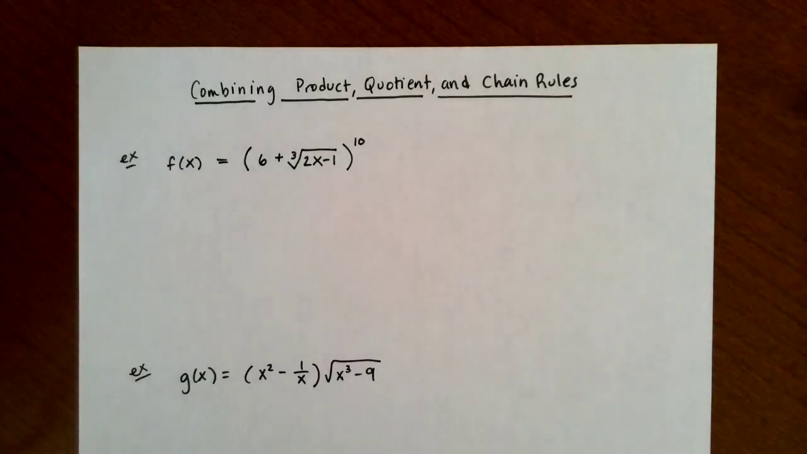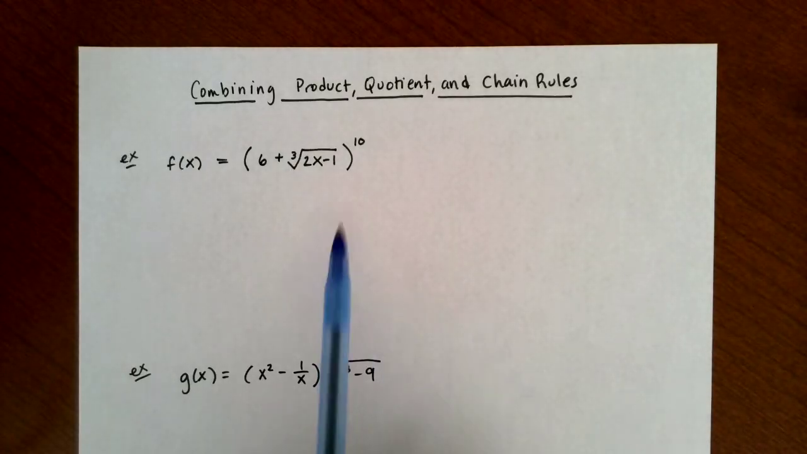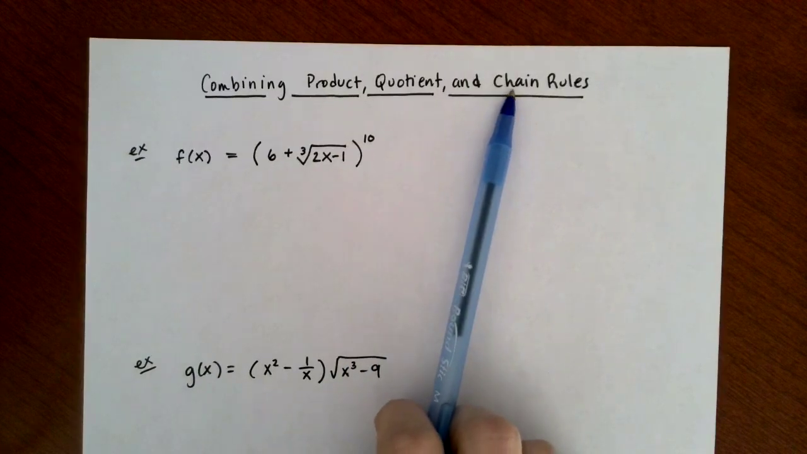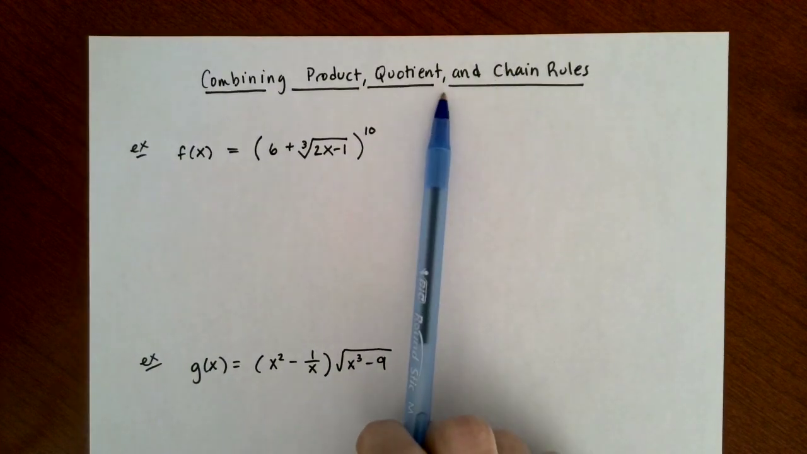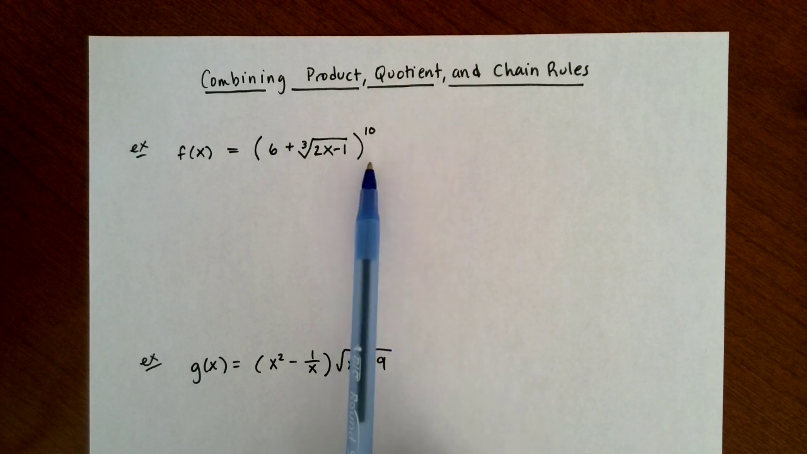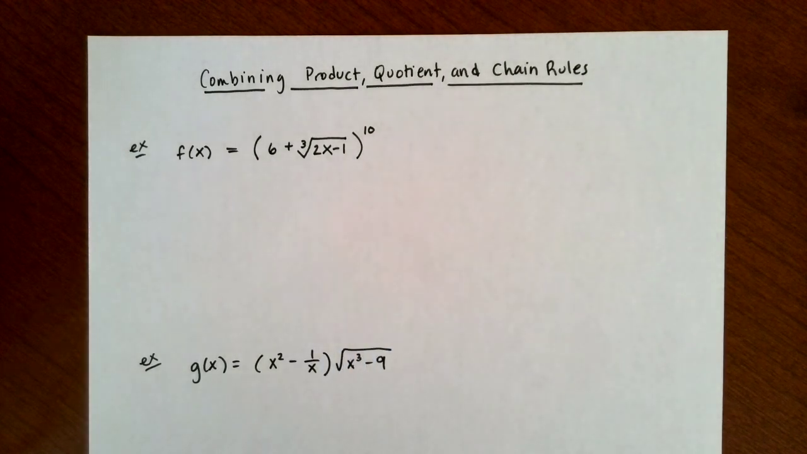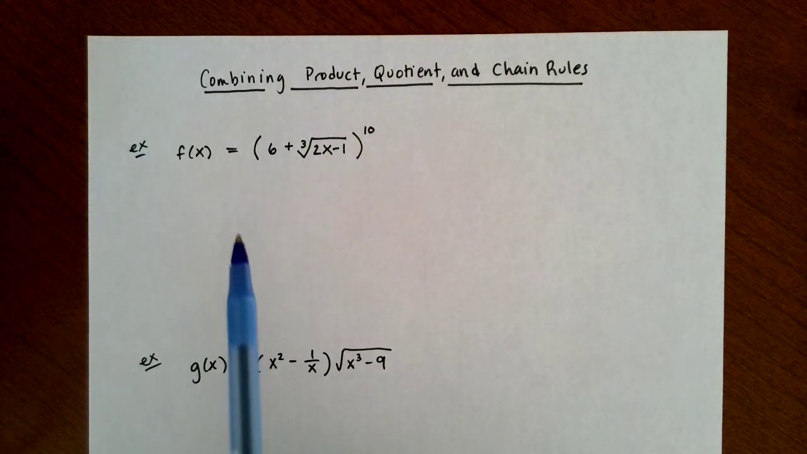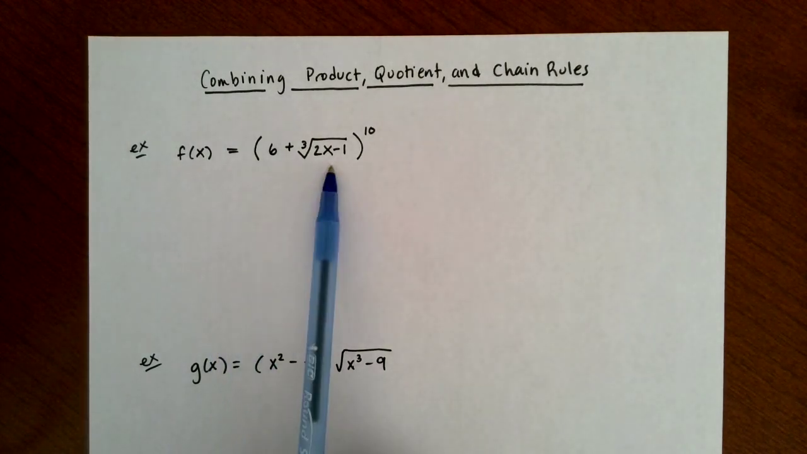Let's talk about derivative problems that use the product rule, the quotient rule, and the chain rule. Not every example I do here is going to use all these rules together, but each of them is going to use at least two different derivative rules on top of the basic power rule stuff that we have memorized.